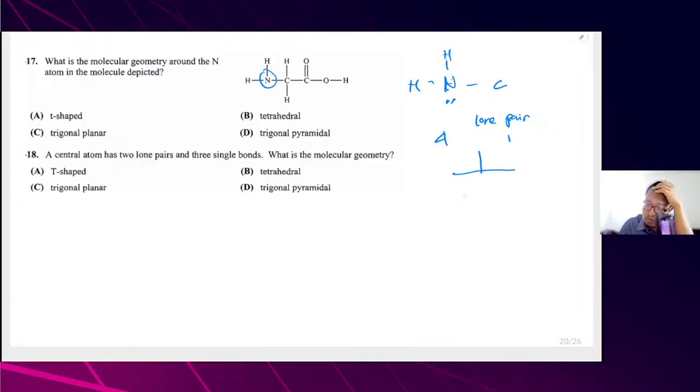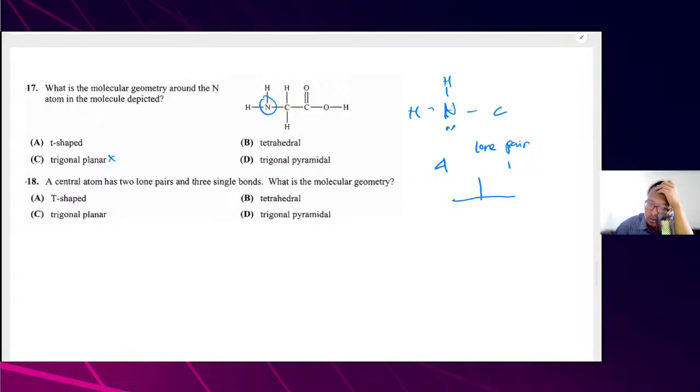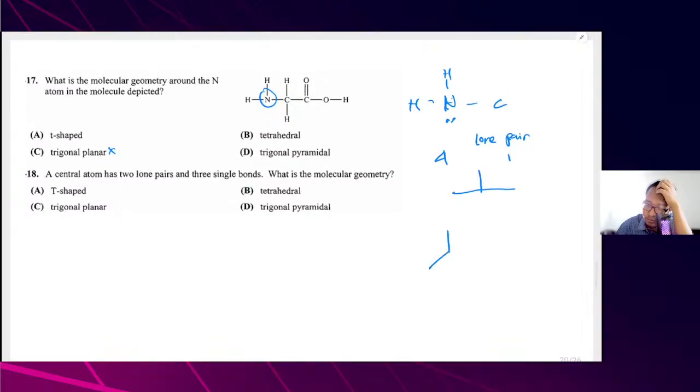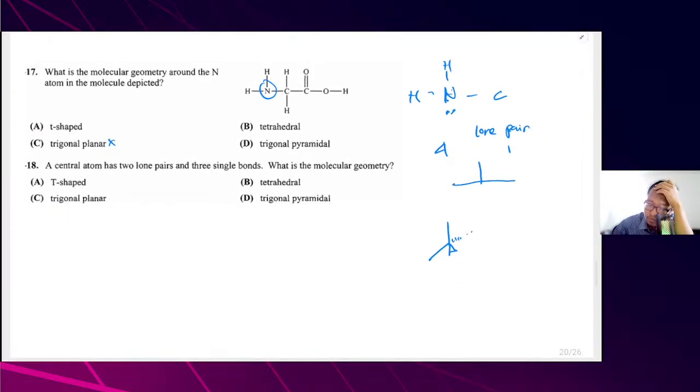Trigonal planar is impossible, I think, right? We can eliminate this one. Tetrahedral is kind of like this one, guys. And trigonal pyramidal, it will be this one. And then there is another one over here. It might be T or A. However, I will take a look at this one. That's annoying. We need to remember the shape.